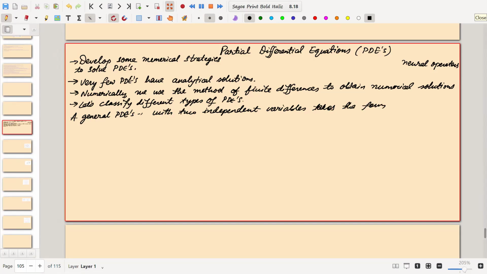It takes the following form: you have some function a(x, y), which is a function of both x and y, and you have a partial derivative with respect to x twice, second order, ∂²u/∂x². Mind you, u is a function of both x and y, and the job is to find u, the solution. Same in differential equations also, we did like that, right?